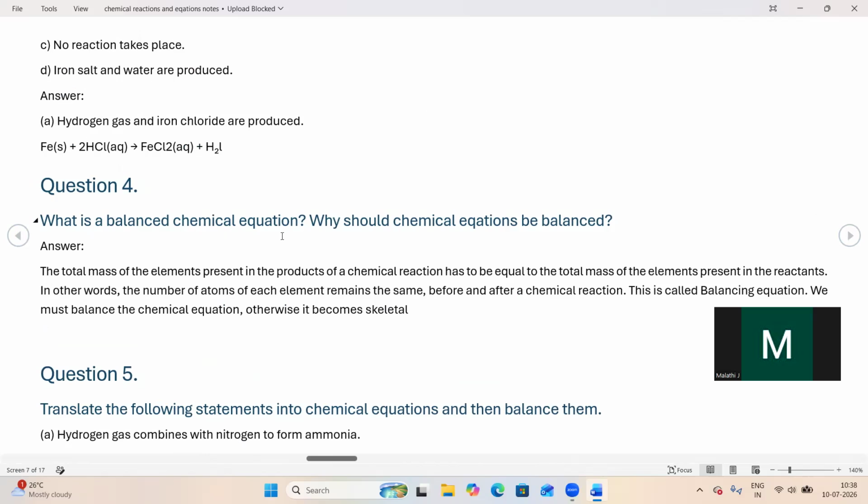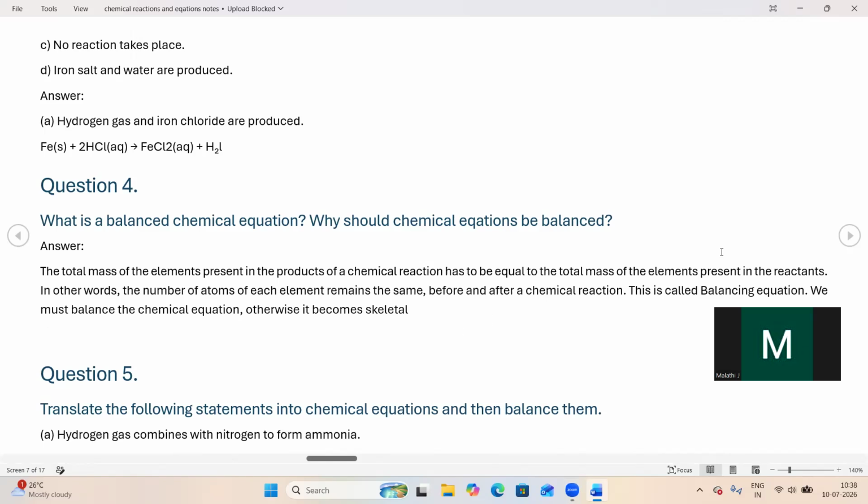What is the balanced chemical equation? Why should chemical equations be balanced? A balanced chemical equation is one where the total mass of the elements present in the products of a chemical reaction has to be equal to the total mass of the elements present in the reactants. In other words, the number of atoms of each element on the reactant side and product side should be equal. We must balance the chemical equation, otherwise it will not satisfy the law of conservation of energy, meaning otherwise it becomes skeletal.